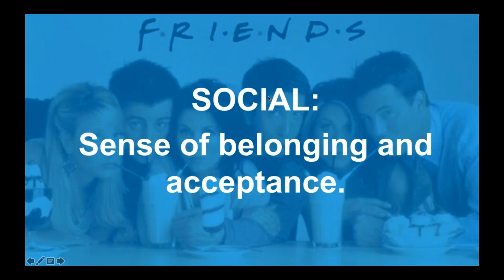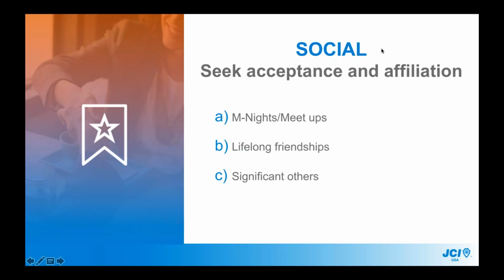Social is another motivation for our members, and that's a sense of belonging and acceptance. Some members seek acceptance and affiliation with a group. So for social motivation, we want our chapters to have M nights, membership nights, or different meetups. We want to nurture lifelong friendships and the opportunities for those. And then just Jaycees is a place that you might meet your significant other.